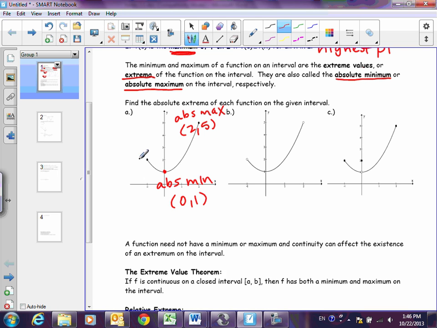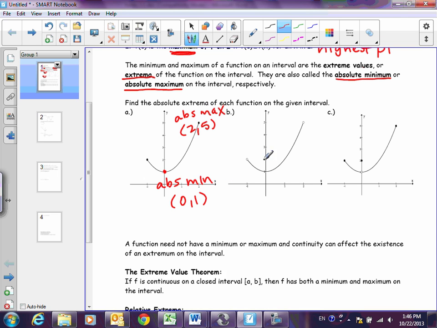What if this was just like a regular parabola, and we weren't talking about an interval, and there were arrows at the end? What would the absolute max be in that case? Infinity. Or we'd say there is none. So that's fine.